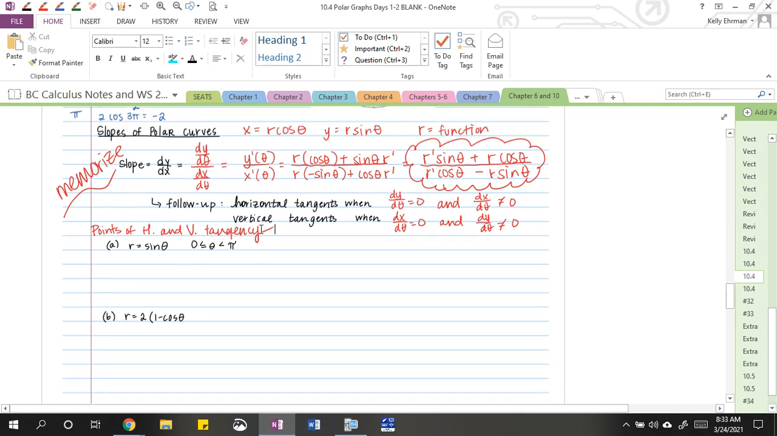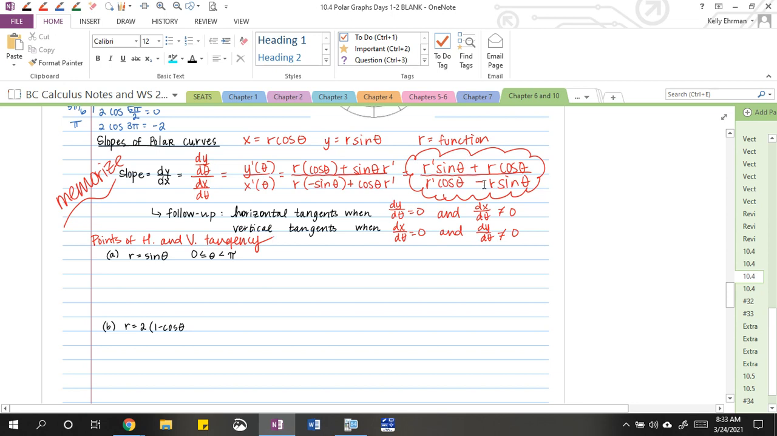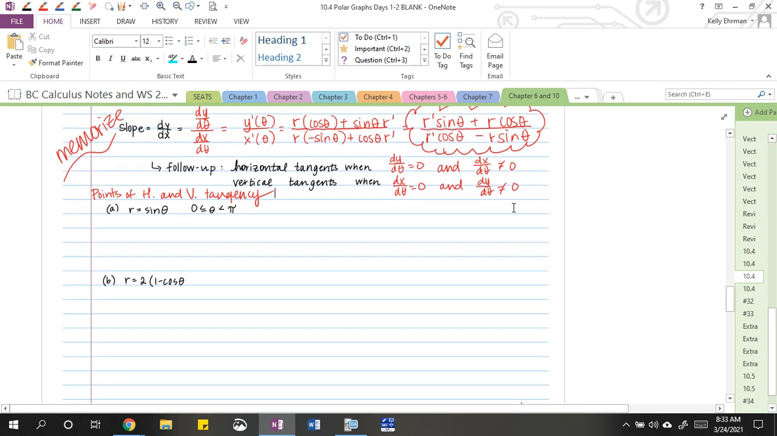So to start this, I don't really want to start by putting together the dy/dx. It would be easier for most of the problems to separately find dy and then separately find dx, and figure out when dy is equal to 0, when dx is equal to 0, and then tackle the idea of where the horizontal and vertical tangents are. So let's start with x. x is equal to r times cosine theta, and r is sine theta. So x is equal to sine theta cosine theta.